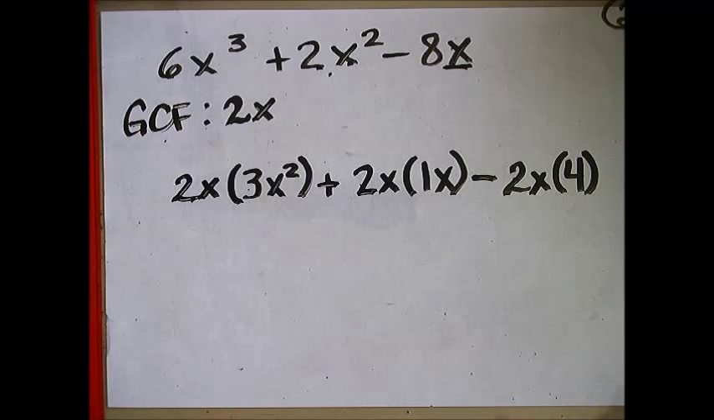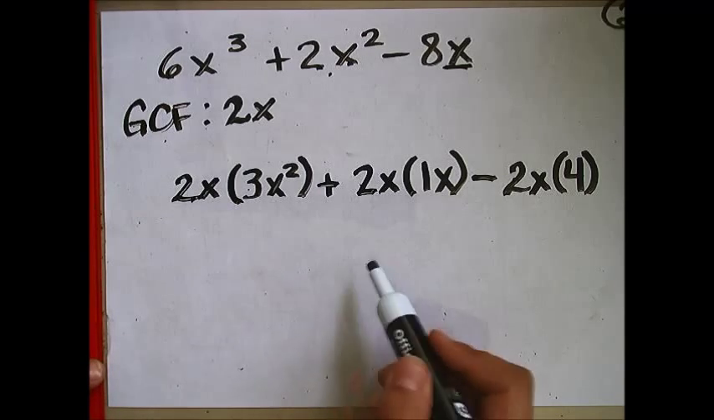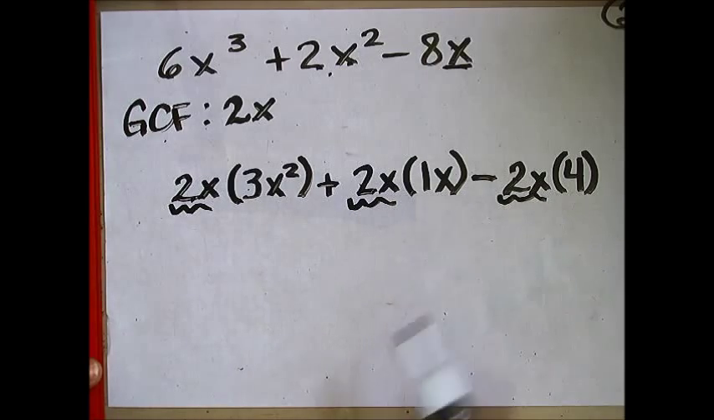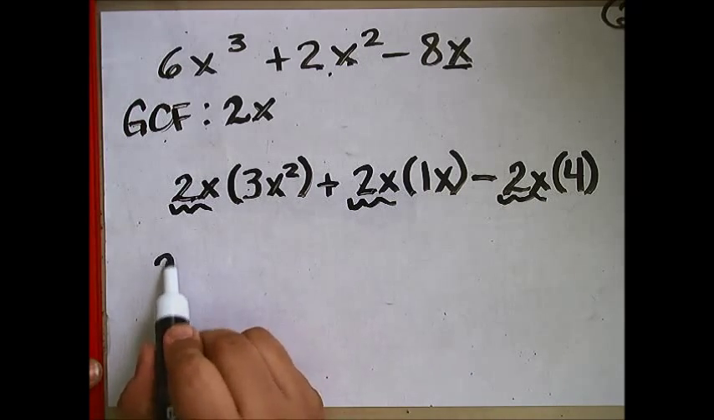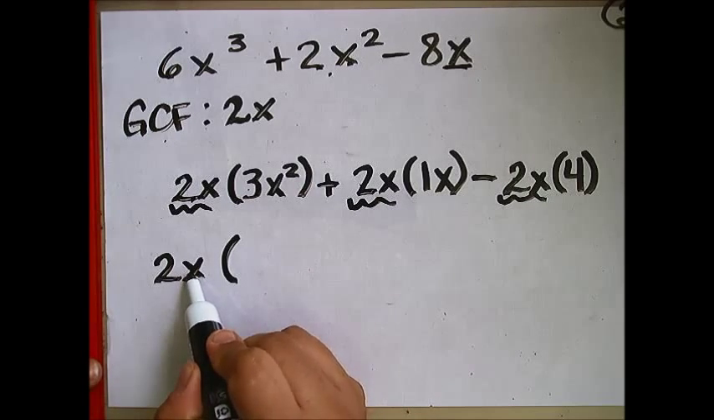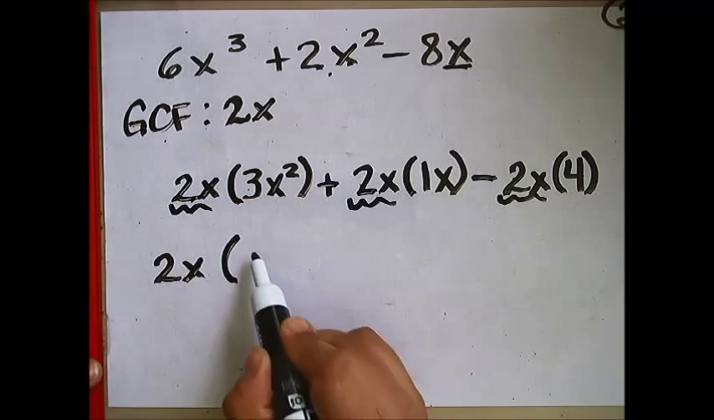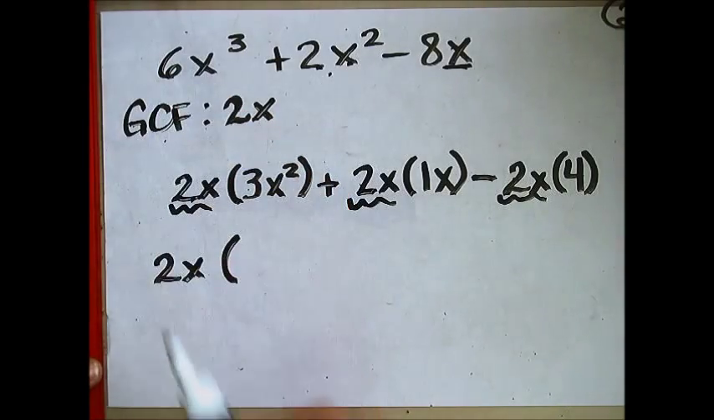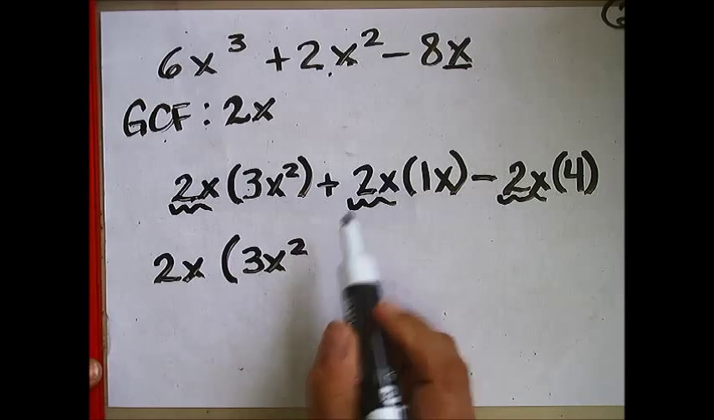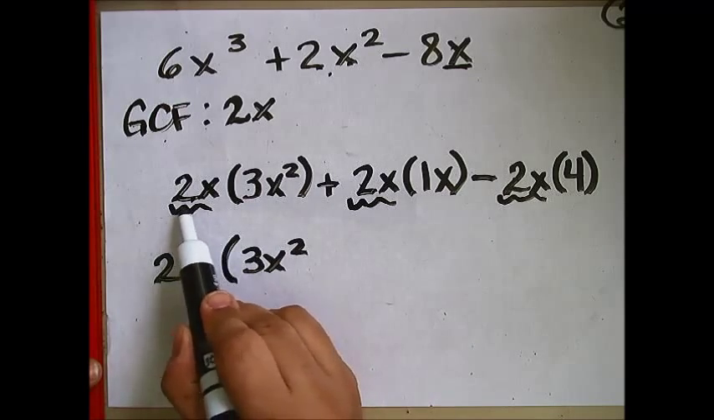Now we're going to go ahead and take out the 2x, and that would allow us to use the distributive property to factor out the greatest common factor. So for example, notice that 2x is being distributed to every single one of these, so I'm going to bring that out. So we're working backwards. So 2x, when I distribute that, I would be distributing it to this number to get 6x to the third. So what's left over is 3x squared.